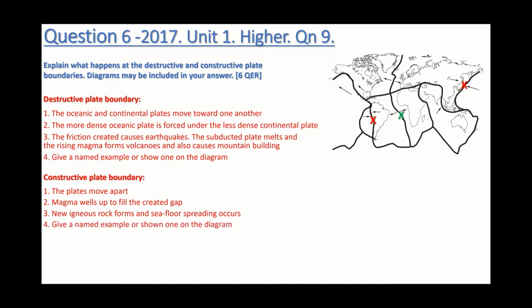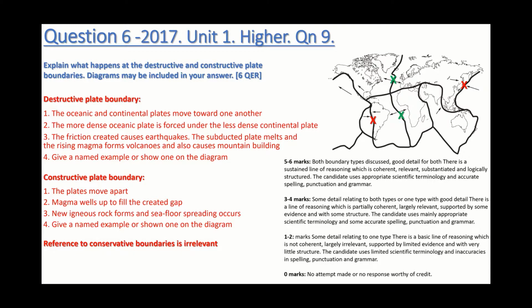Now again, you can give a named example or draw a cross in the diagram for an even better score. And with these constructive plate boundaries, you can see that I have denoted two of these in green. So we have the constructive plate boundary between the African and the South American plates, and then at the very top here we have the Eurasian and North American constructive plate boundary. Another point to make here is that it's actually pointless making any reference to conservative plate boundaries, as this was not asked for in the question. And as a rough guide for you, the board has then set up the following criteria if you want to see how your answers compare to this.